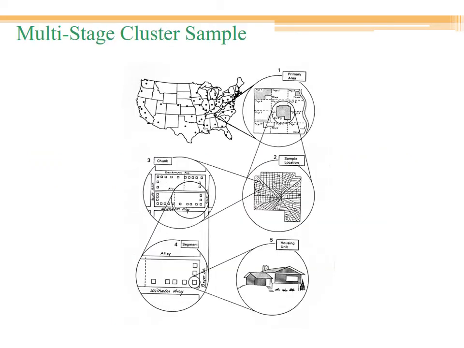Here's an illustration for another example, say a national poll. So first you would choose your primary area, circle 1. The US is nicely clustered in states already. In this figure it shows Tennessee, but let's say it's New Jersey. Then you choose your sample location, circle 2. And here we conduct a random sample within New Jersey to choose a township. So let's say our sample location is Bloomfield.